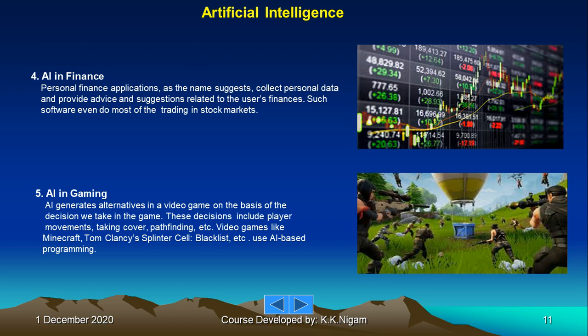AI in gaming is becoming a very big area, where AI generates alternatives in a video game on the basis of the decisions we take in the game itself. These decisions include player movements, taking cover, pathfinding, etc., and then based on that, the player can take decisions, and he may win or play whatever way he wants. Some classic games are Minecraft, Tom Clancy's Splinter Cell, Blacklist or Fortnite. So many games are already there.